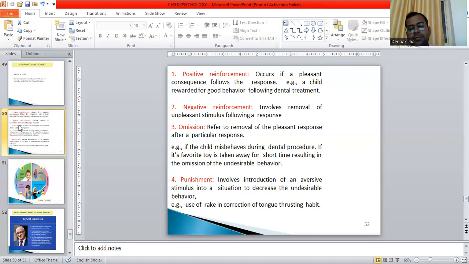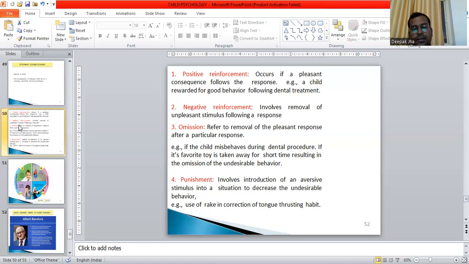Example: if a child misbehaves during a dental procedure, and his favorite toy is taken away for a short time, this results in omission of the undesirable behavior. You should take away his favorite toy and tell the child that once he performs the desired behavior, then and only then will he get the toy back. So that is how you use this phenomenon of operant conditioning over here.